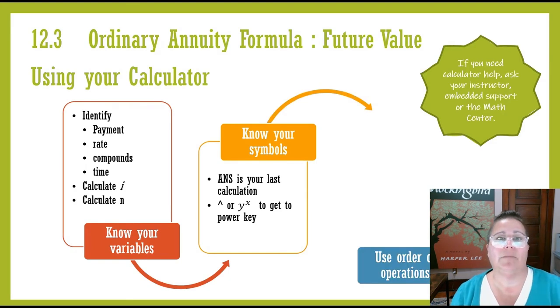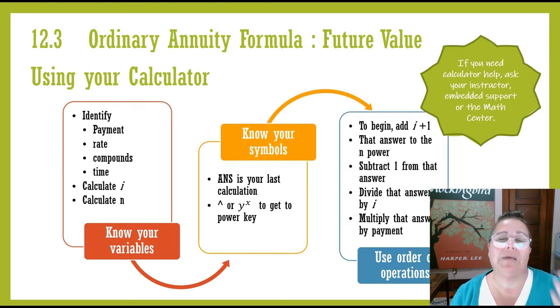Lastly, use your order of operations. So when you see the formula, you're going to begin by adding what's in the parentheses first, the 1 plus I, or the I plus 1. You then want to raise that to the power. Depending upon order, you're either going to subtract 1 from it, or subtract that from 1. And then you want to divide that answer by I. Once you know what that is, you're going to multiply by the payment. Walking through it like this doesn't help as much as actually doing a problem.